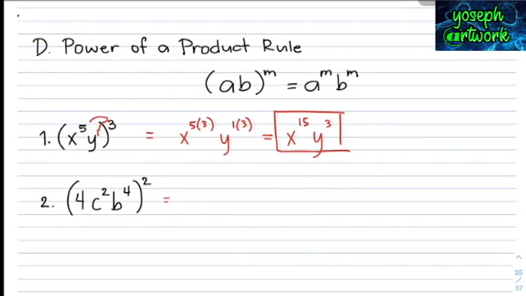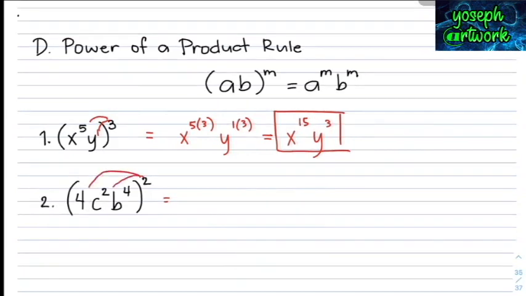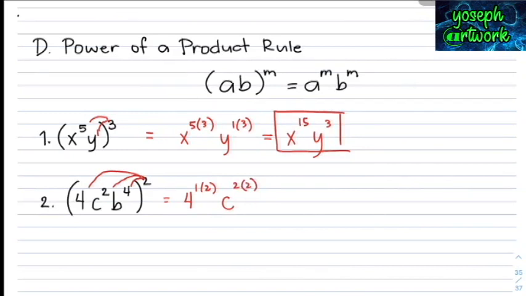We have the quantity of c squared b raised to 4 squared raised to 2. So simple lang naman, all you need to do is to distribute the exponent outside the parentheses and expand lang natin. This will give you 4, the exponent of 1, times 2. And then for the c variable, c raised to 2, ito yung kanyang exponent, and then times 2. For the b variable, you have b raised to 4 times 2. And simplifying this, it will give you 4 raised to 2, c raised to 4, and b raised to 8.